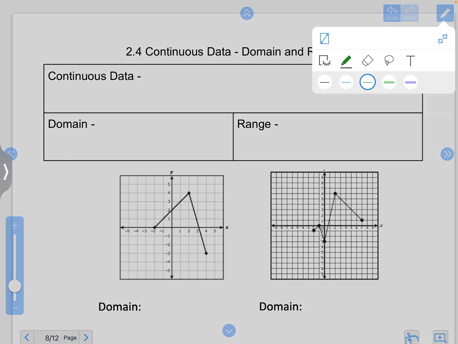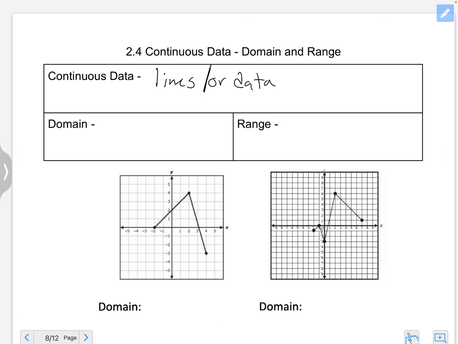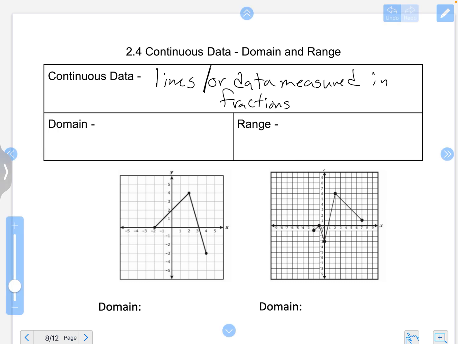So the biggest thing about continuous data is that continuous data are lines, or it is data that can be measured in fractions or decimals. So like half of an hour would be continuous data. 3.5 miles would be continuous data. And the other thing about continuous data is we're going to use inequalities.